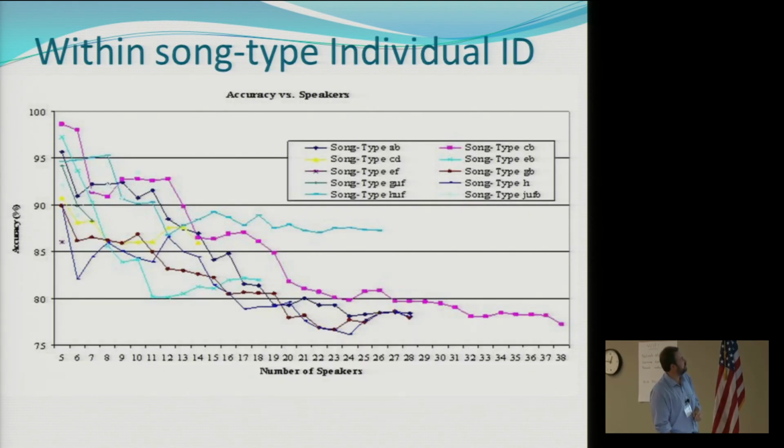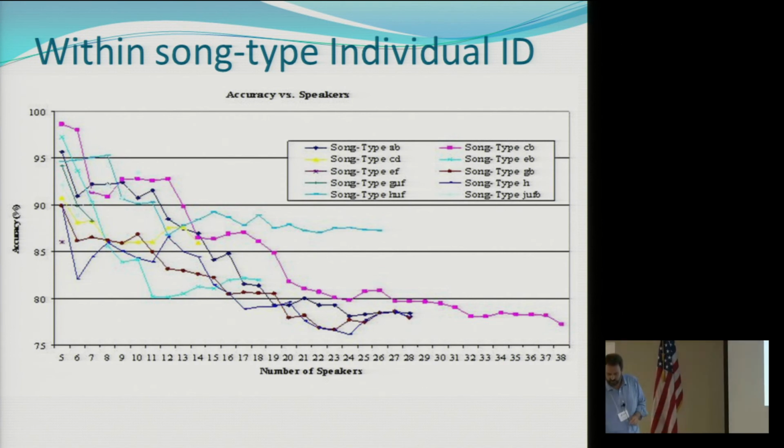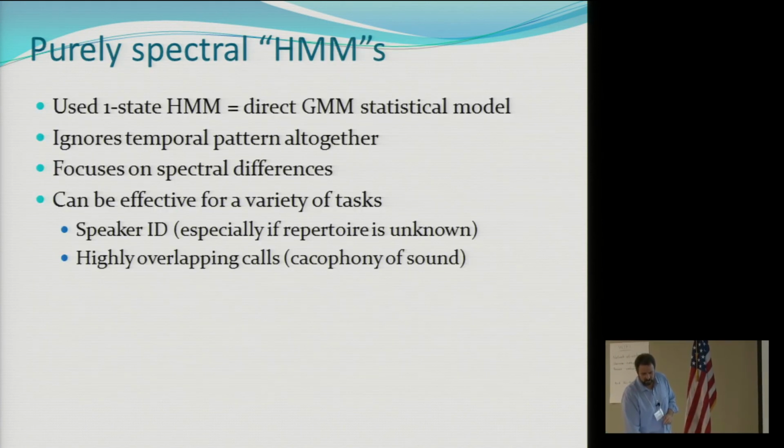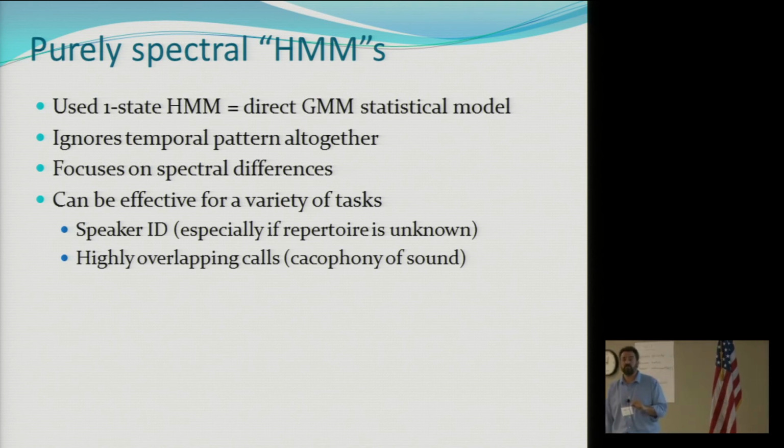Okay, this is to get an idea of speaker identification within song type based on number of speakers. Going from a low number of speakers to a high number of speakers changes that accuracy from 95+% down to the 80%s. Just to give you a feel for how those look. Okay, another thing that we've done is it's not really an HMM, it's just a statistical model, because we made it one state, right? And we used it for tasks where there was heavy overlap, no temporal patterning at all. That actually works quite effectively for things like speaker identification.